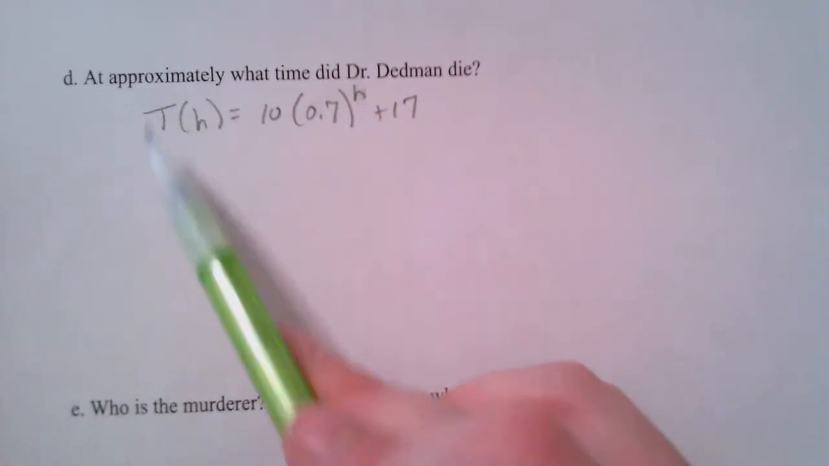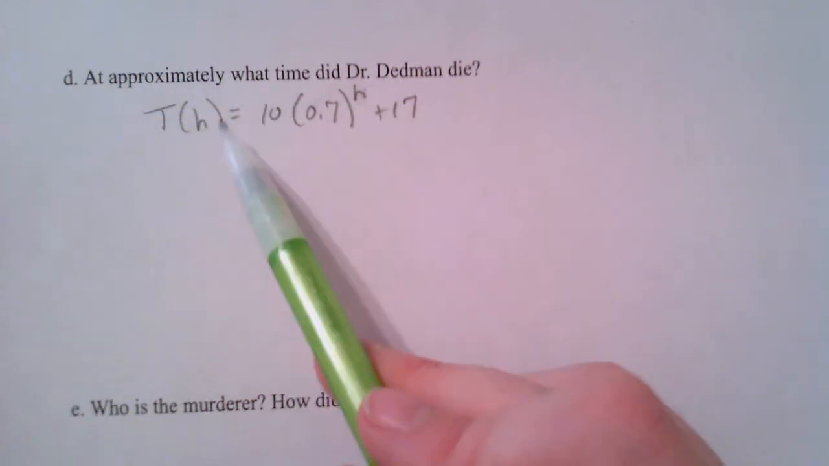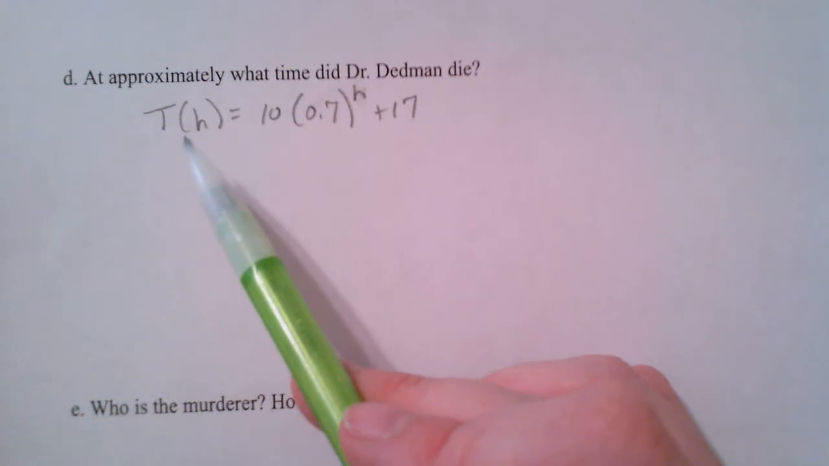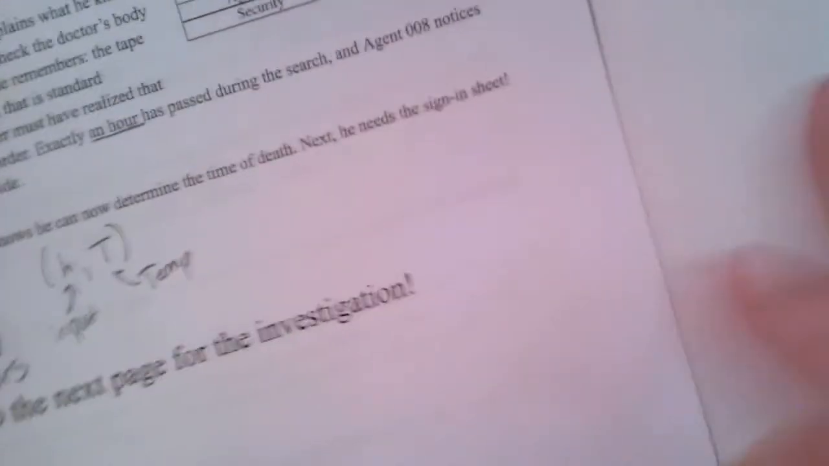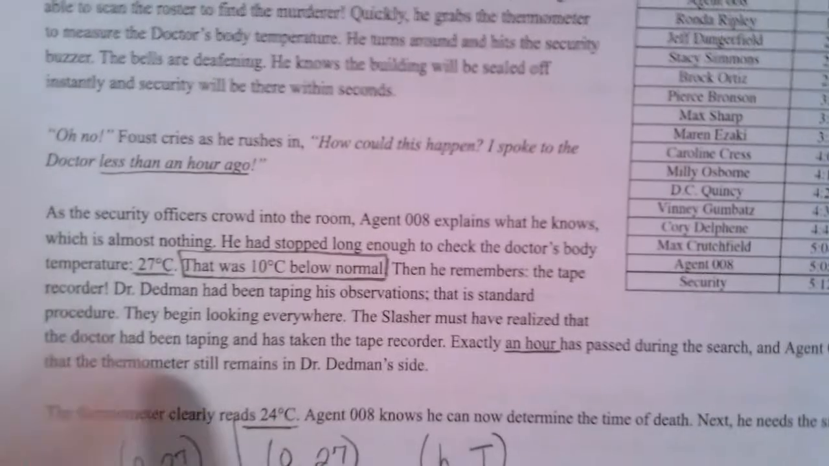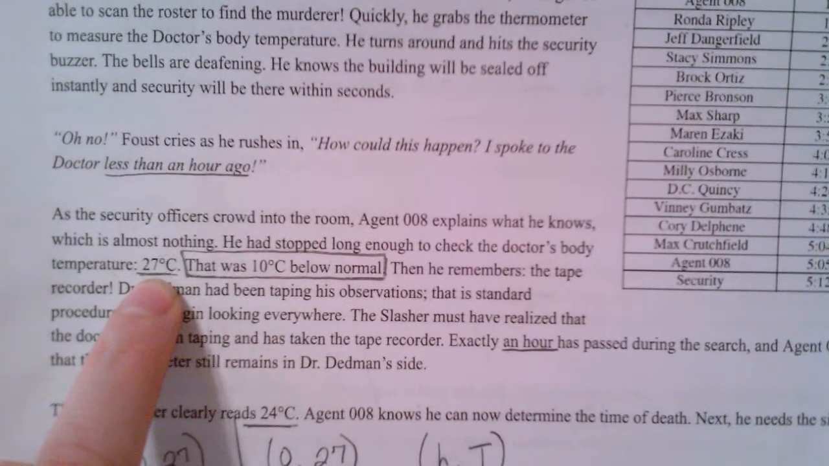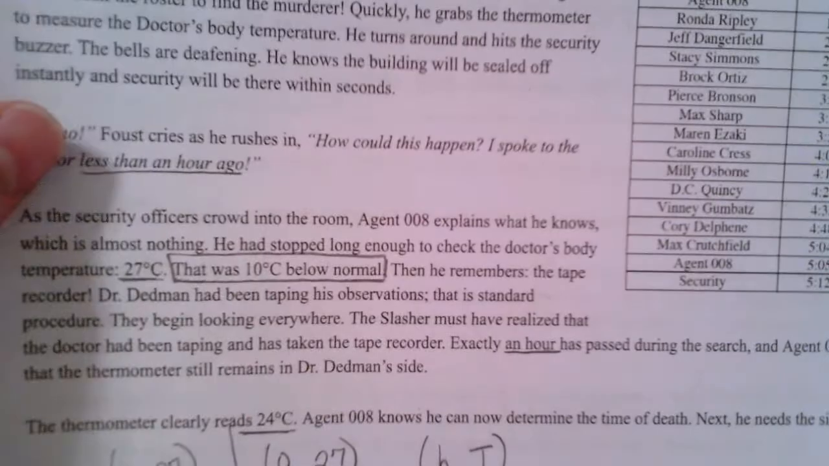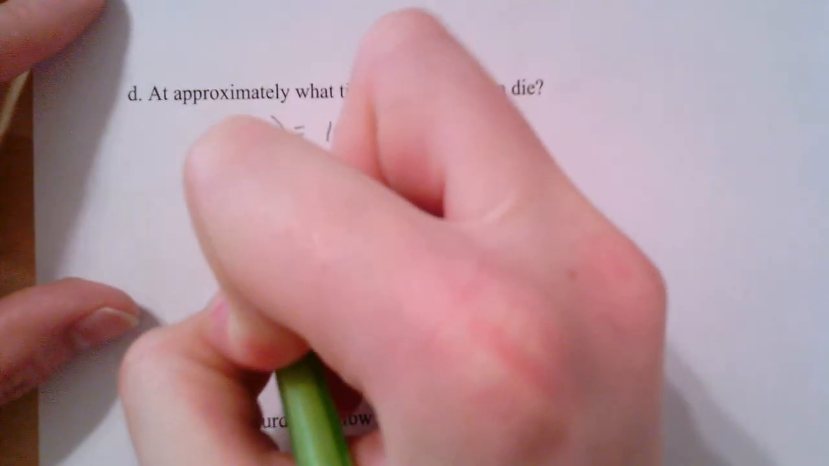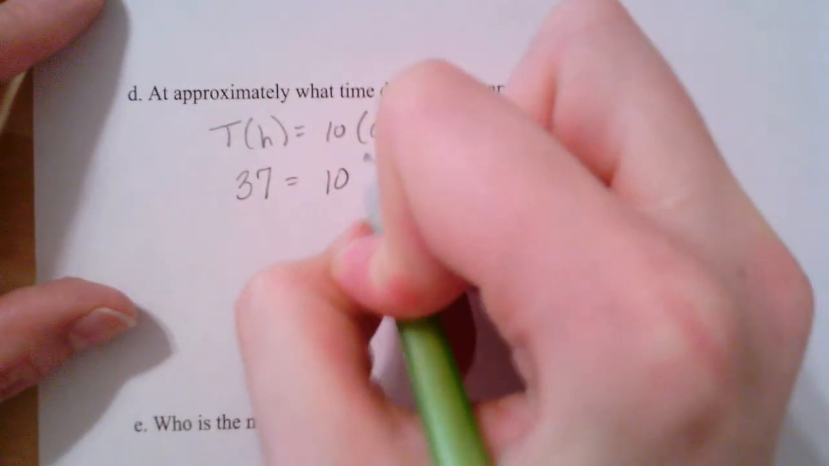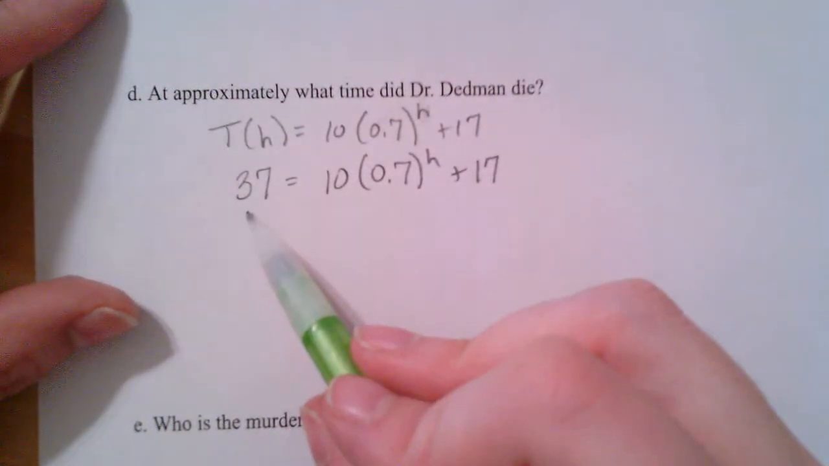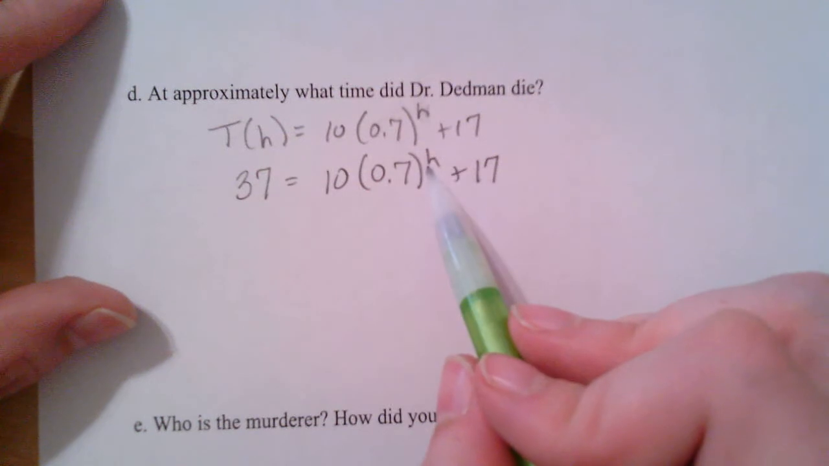But do I know the temperature of the body? That's the only other thing I could plug into this equation, either time or temperature. Well, I do actually know the temperature of the body when it died. If I look back at the story, I get a couple of clues here. 27 degrees Celsius was 10 below normal. So I guess normal would have to be 37 degrees. So let's go back here, and I'm going to plug in 37 degrees. I want to know for what hour, at what time, was the body 37 degrees. So I can plug that in and then solve for h.